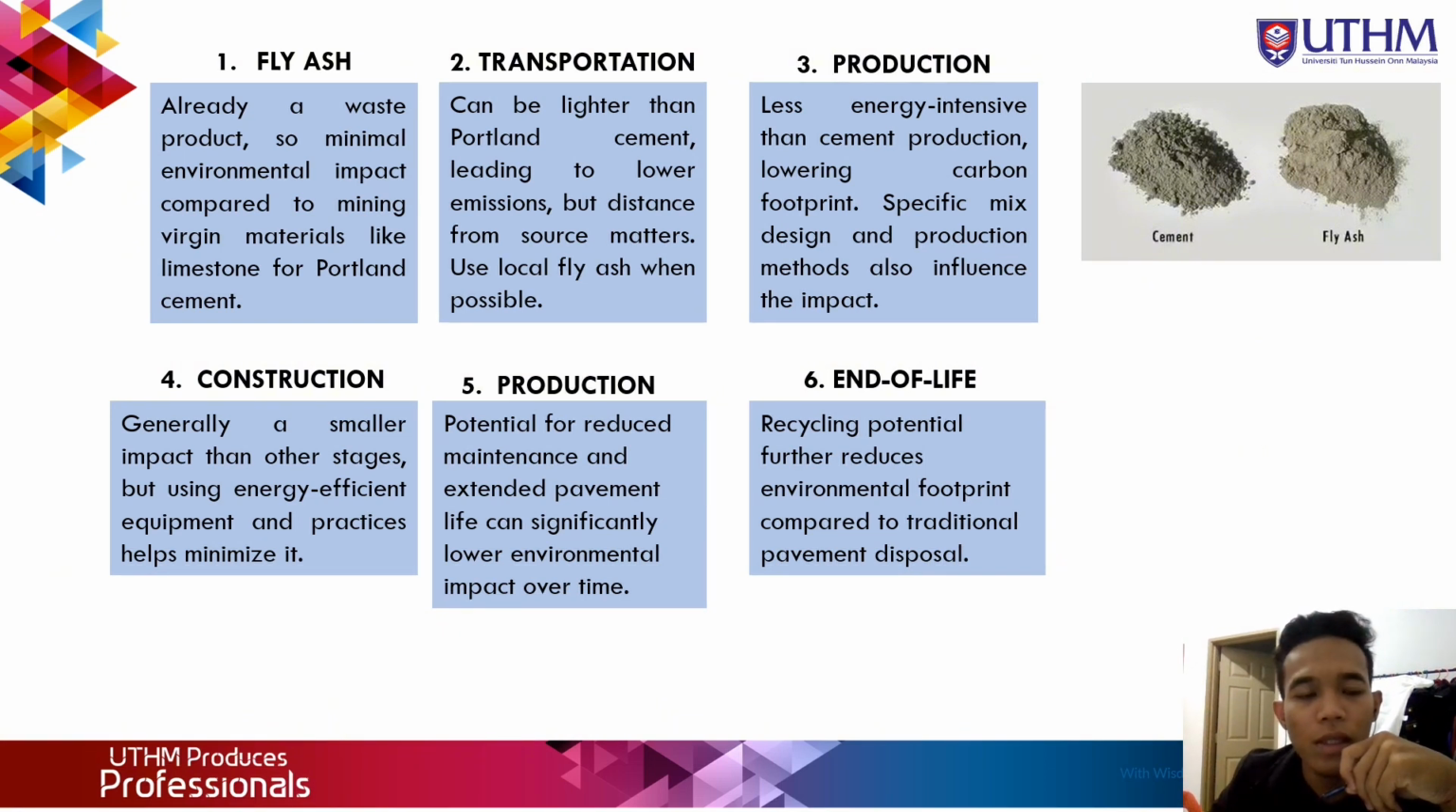Okay, this is a short explanation for each phase. The first one is fly ash, which is already a waste product, so it has minimal environmental impact compared to mining virgin material such as limestone for Portland cement. The second phase is transportation, which can be lighter than Portland cement, leading to lower emissions, but fly ash may be distant from the source. Use local fly ash when possible. The third phase is production, which is less energy intensive than cement production, lowering carbon footprints. Specific mix design and production methods also influence the impacts.